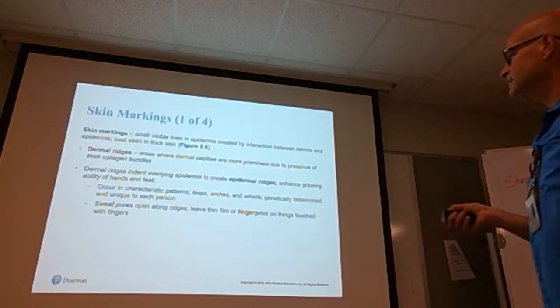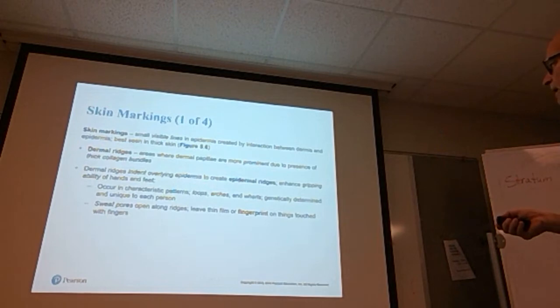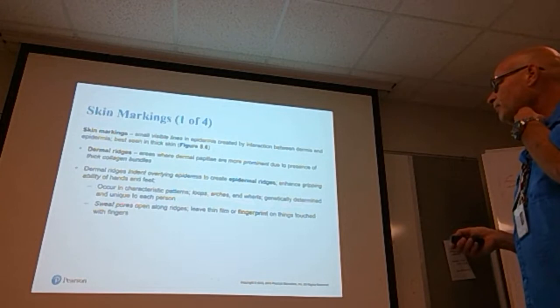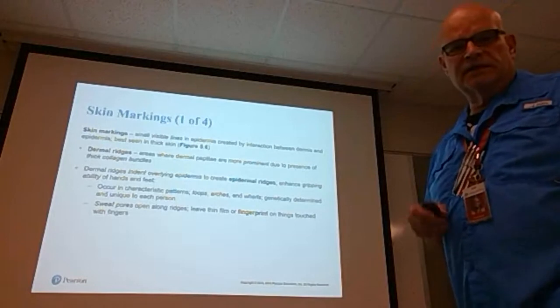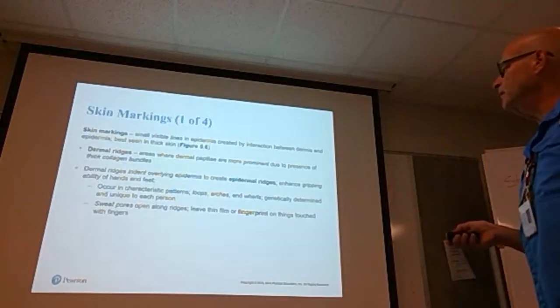Dermal ridges indent the overlying epidermis to create what are called, again, epidermal ridges, which enhance the gripping ability of the hands and feet. They occur in characteristic patterns: loops, arches, and whorls. They are genetically determined to be unique for each person. Sweat pores open along these ridges, leaving a thin film or fingerprint on things touched with the fingers. It's the oils that are left behind that the forensic technologists can pick up with their fingerprint powder.